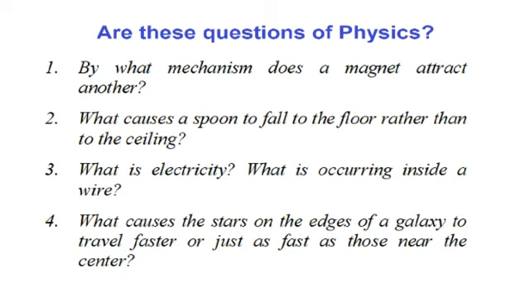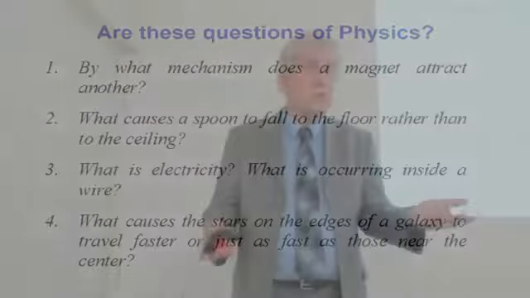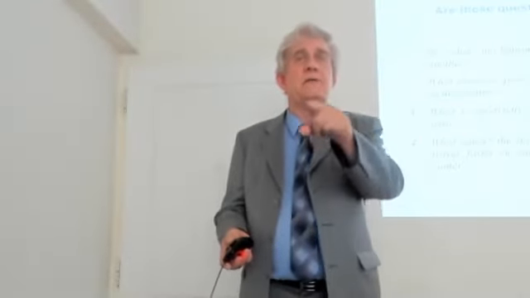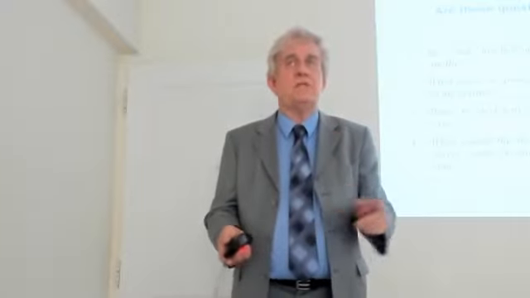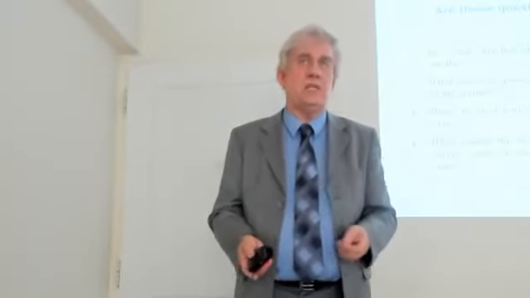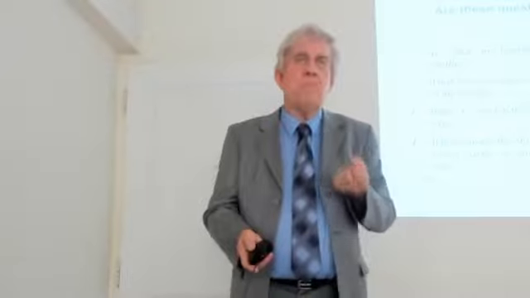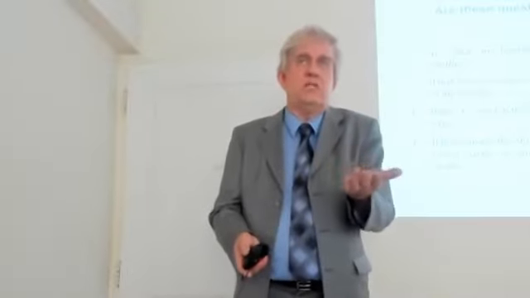What is electricity? What is happening inside a wire? You got a wire, you touch it, and well, you don't want to touch it, but if you do touch it, maybe you don't have to worry anymore about physics. Something happened there. Is this a question of physics? What causes stars at the edge of the galaxy to travel faster or just as fast as those near the center? These are questions of physics. But none of the previous definitions address this. They're just saying we're going to quantify it. We're going to give you a quantity. So I don't have a mechanism. All I have is a quantity, a number, an equation.